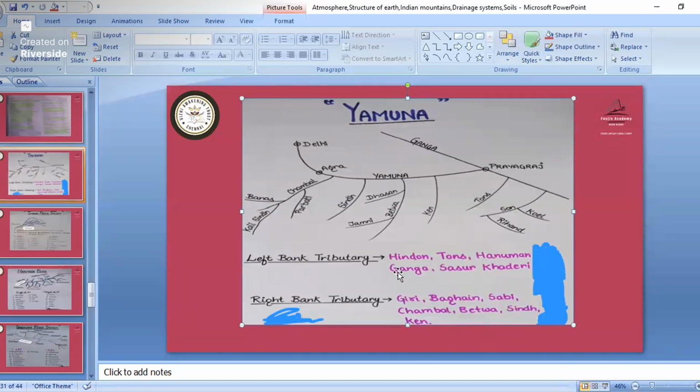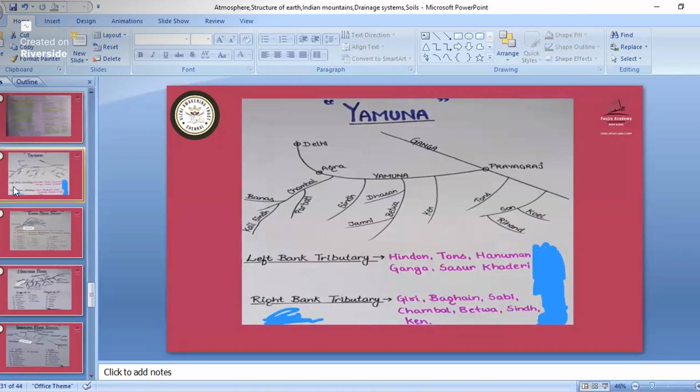These are right bank tributaries, and if you have a map or atlas, just go through how these are located, from north to south or south to north or east to west, because these types of questions might come in the serious exam, not in AFCAT but in the serious one it might come.